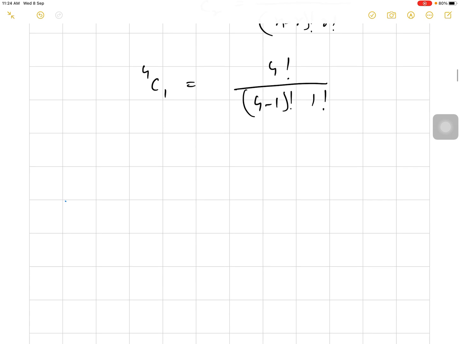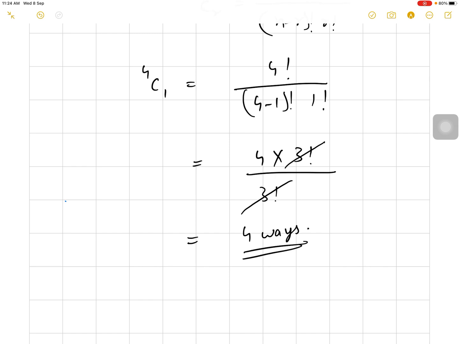So 4 factorial, I can write it as 4 into 3 factorial divided by 3 factorial into 1 factorial. 1 factorial is 1. So this is 4 ways. So 4C1 is equal to 4 ways, or I can say 4C1 is equal to 4.